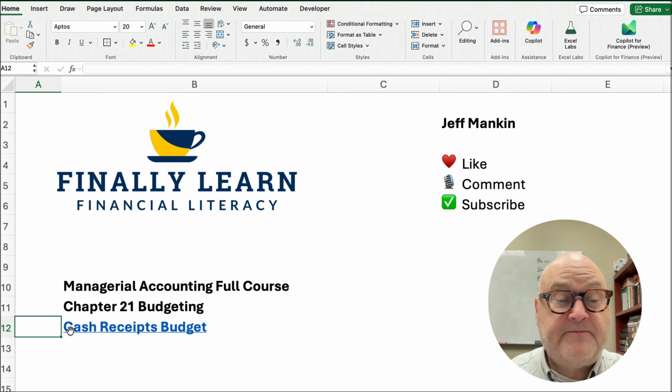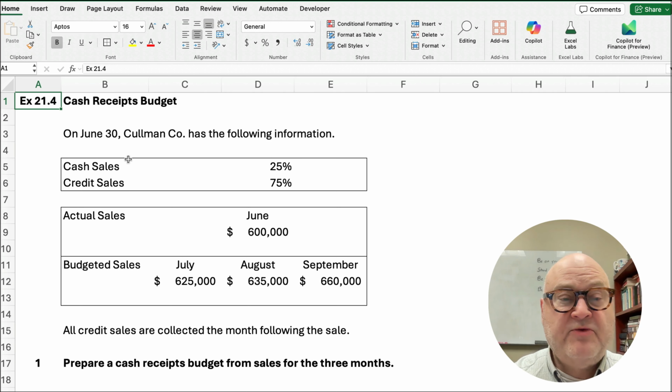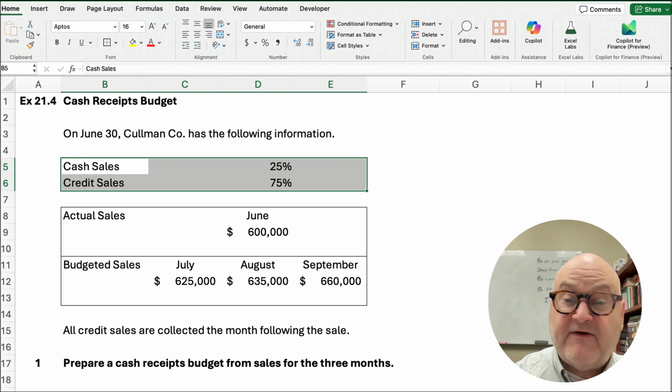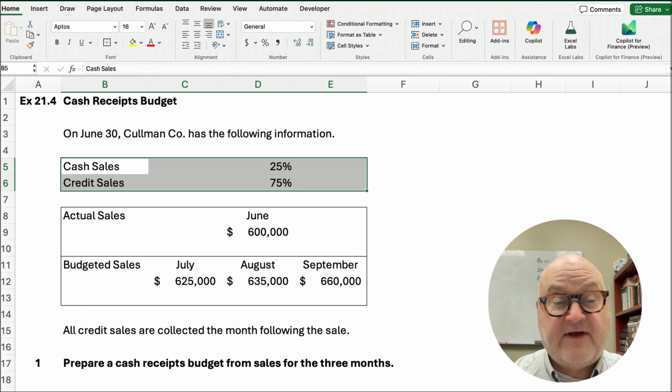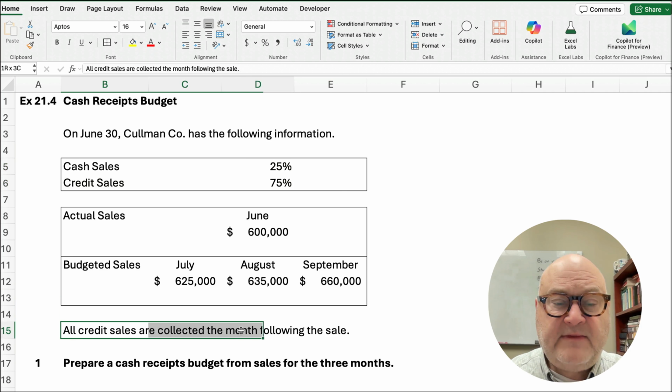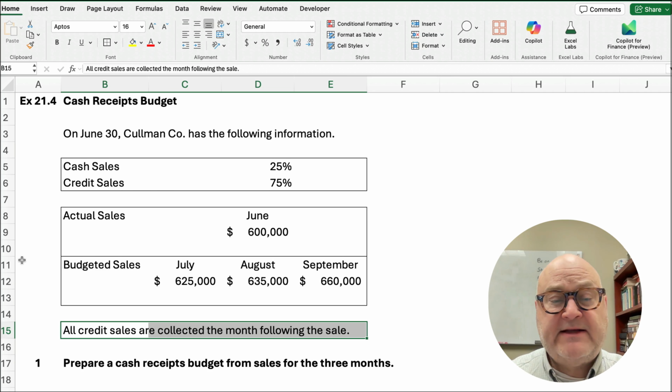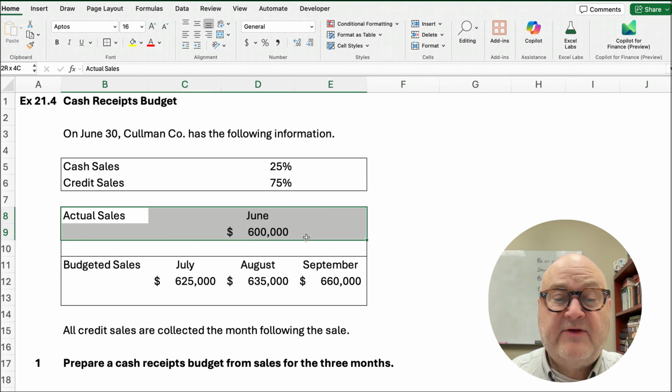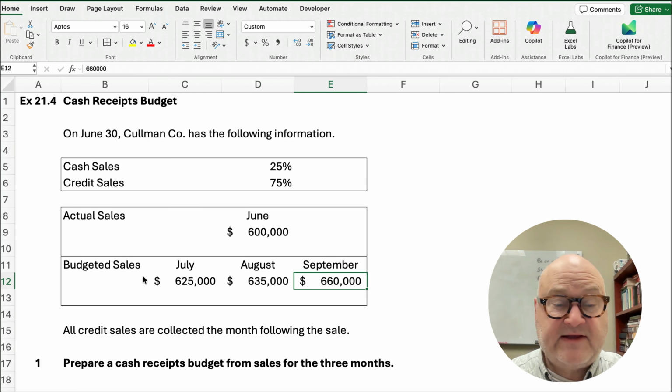Let's get started with this problem. So here we have the Coleman Company on June 30th. Here's what they know. Typically, they have cash sales of 25%, and the credit sales are 75%. Sales on account would be credit sales, and then they would happen later on. One of the sentences at the very bottom says all credit sales are collected in the month following the sale. So if we make a sale in June, then the credit sale, we'll collect it all in July. Now, the actual sales in June are $600,000, and then we're going to budget sales for July, August, and September of $625,000, $635,000, and $660,000.